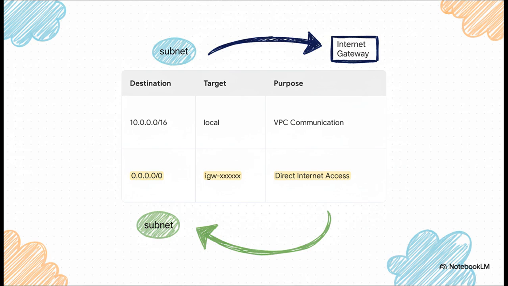Okay, now check this out. This is a classic public subnet route table. You've got that local route we just talked about, so everything inside can chat, but then you have this second rule, the one sending all that internet-bound traffic, the 0.0.0.0/0, straight to the internet gateway. That's it. That one line is what flips the switch and makes a subnet public.